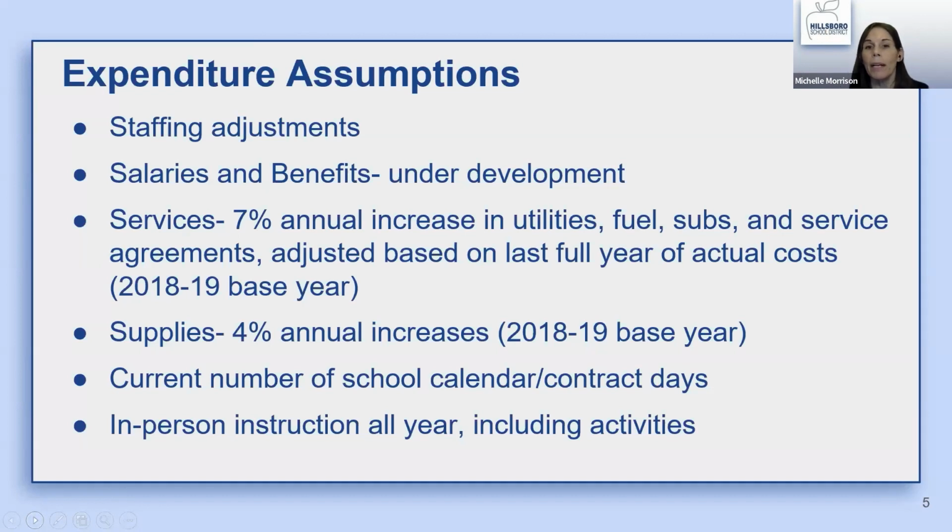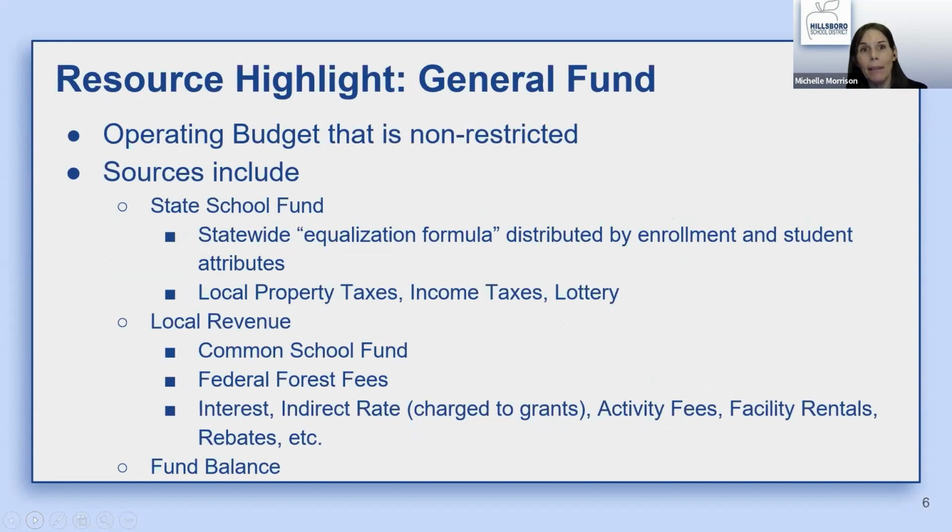We're also planning on the same number of current calendar days for school and contract days for staff. If those change, whether in a negotiation or a board-driven decision, then that will also have to be reflected in our budget. And we're planning on the in-person service model all year, including activities, for the 22-23 year coming up. Okay, those are a high-level look at our expenditure assumptions.